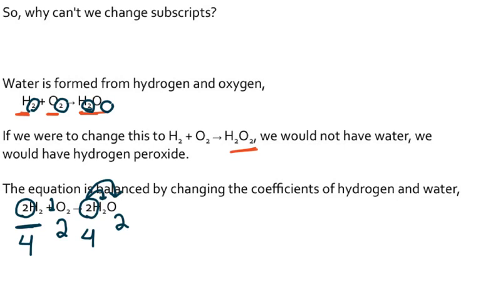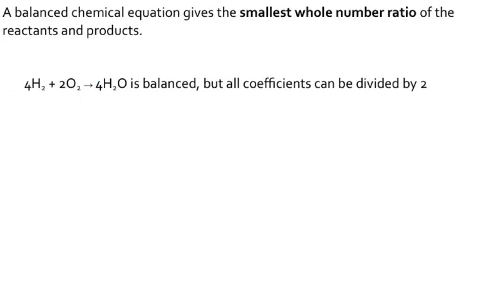Now, we don't have to necessarily balance this in a 2-1-2 coefficient scheme. We could, in fact, balance it as 4-2-4. In this case, we'd have 8 hydrogens on each side and 4 oxygens, but this isn't totally properly balanced. Since the 4, 2, and 4 can actually be divided by 2, this isn't completely reduced. And when we balance a chemical equation, it's customary to reduce it. So that's why we go with the 2-1-2 scheme on the last slide.